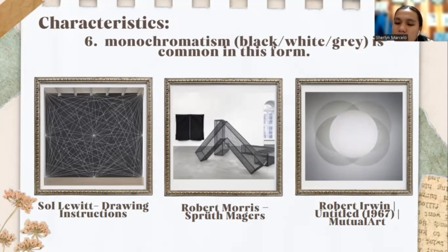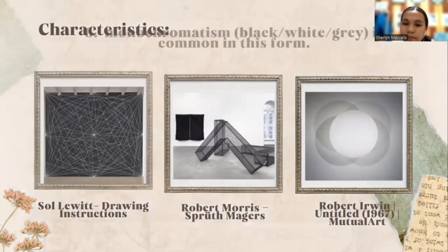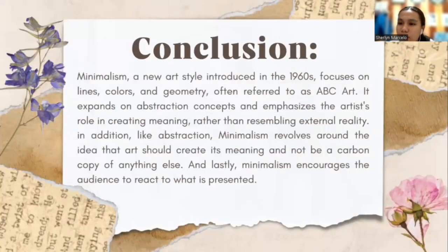So, next naman is by Robert Irwin. Untitled din siya. In 1967, Mutual Art. So, here naman, ang ginamit naman dito is light para ma-project niya yung ganitong artwork. So, makikita din natin yung paggamit ng light, which is the white one. Tapos, yung shadow, that is the dark one. So, makita natin yung color ng black and white. So, consider as minimalism art. So, next. So, yun yung mga characteristic ng minimalism art.